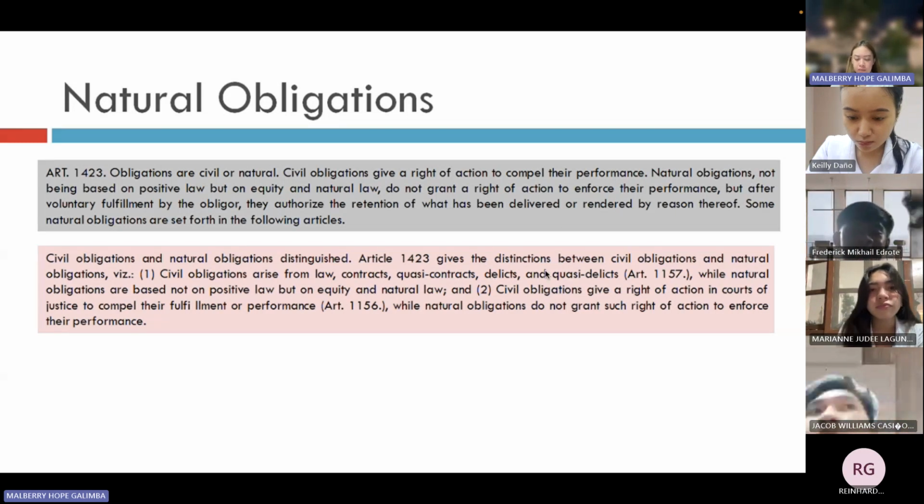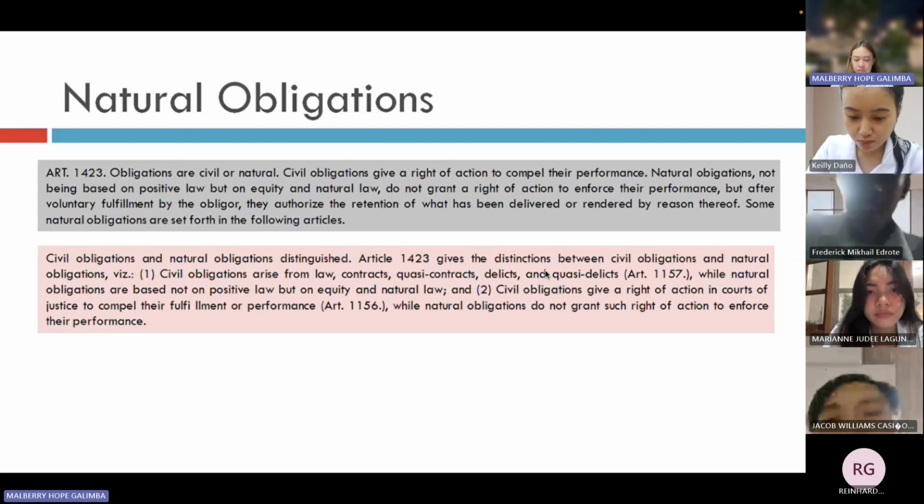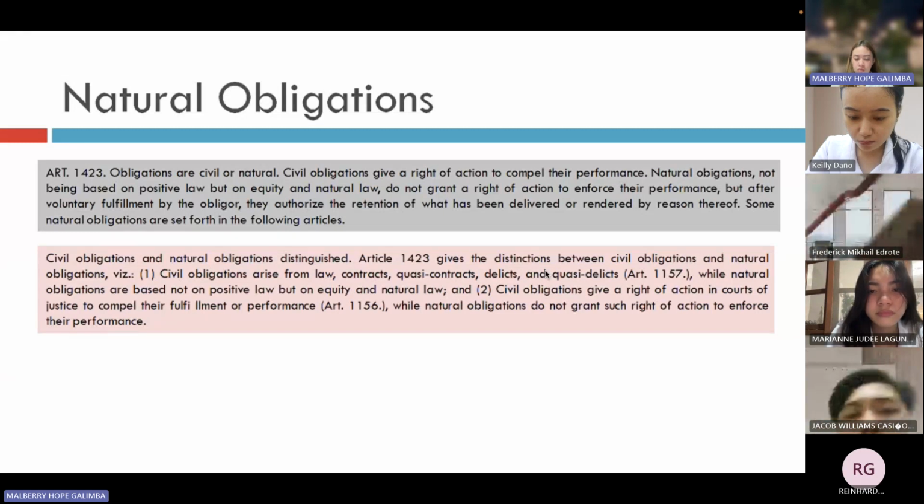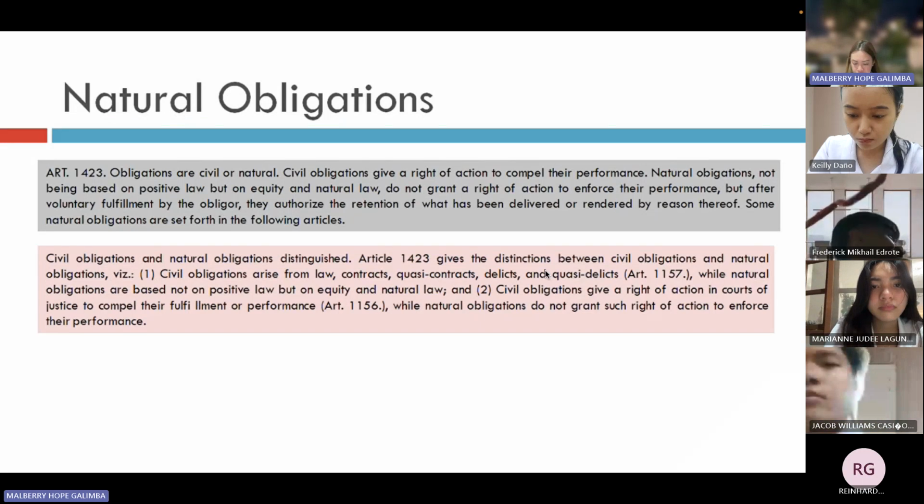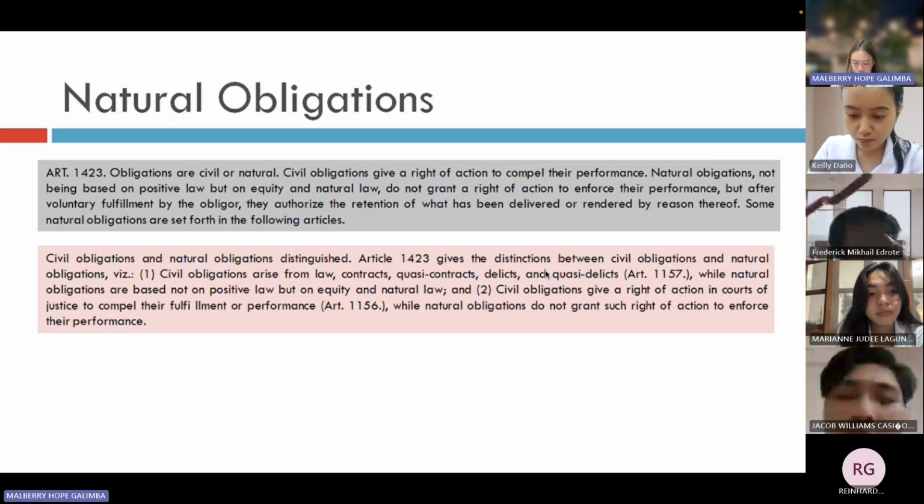Civil obligations are those arising from a contract. Even those arising from crime, because criminal liability carries with it civil liability also. Also quasi-delict, because of damage that was caused by reason of negligence. Civil obligation may arise also from quasi-delict.